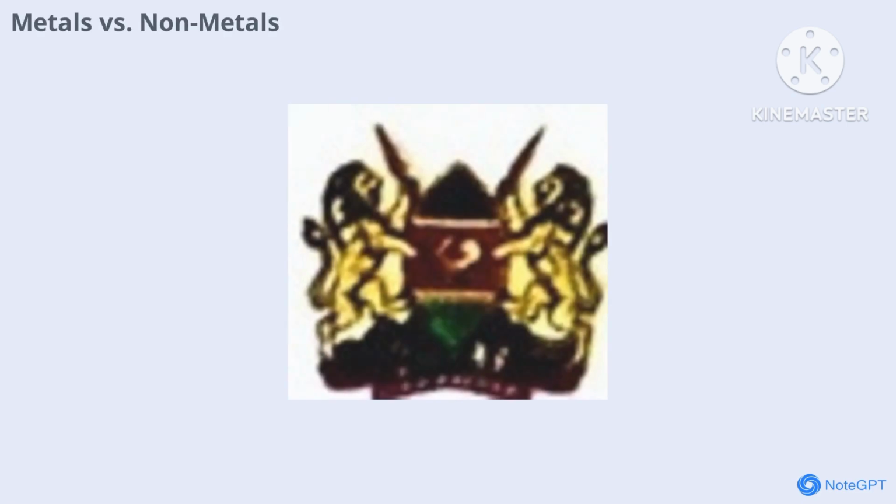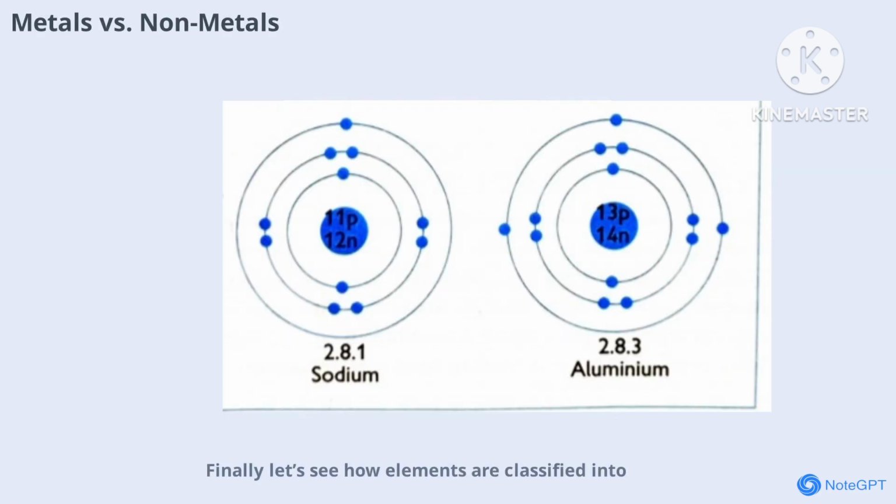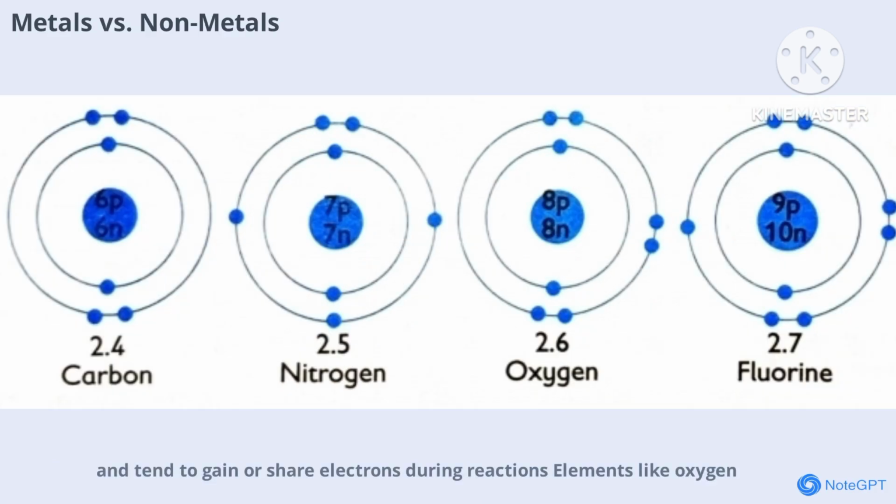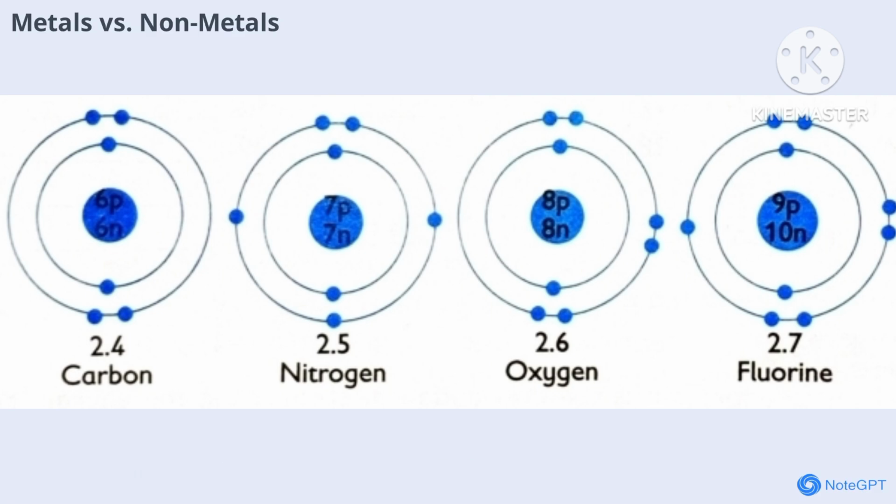Finally, let's see how elements are classified into metals and nonmetals based on their electron arrangement. Generally, metals have 1, 2, or 3 electrons in their outermost energy level, making them likely to lose electrons and form positive ions. Examples include sodium, magnesium, and aluminum. Nonmetals, on the other hand, have 4 or more electrons in their outer shell and tend to gain or share electrons during reactions. Elements like oxygen, nitrogen, and chlorine are nonmetals.